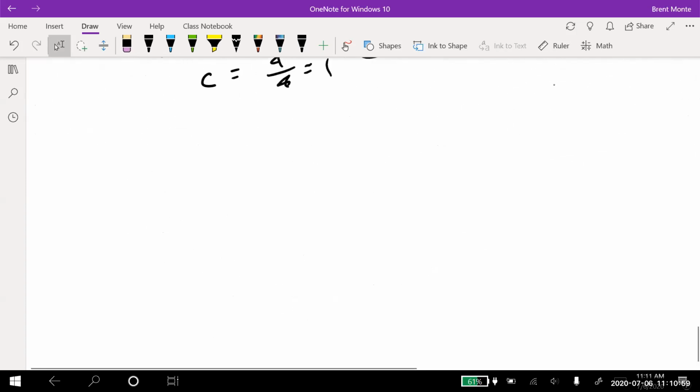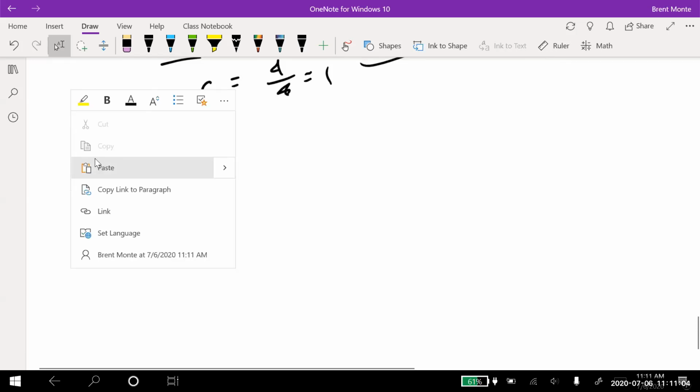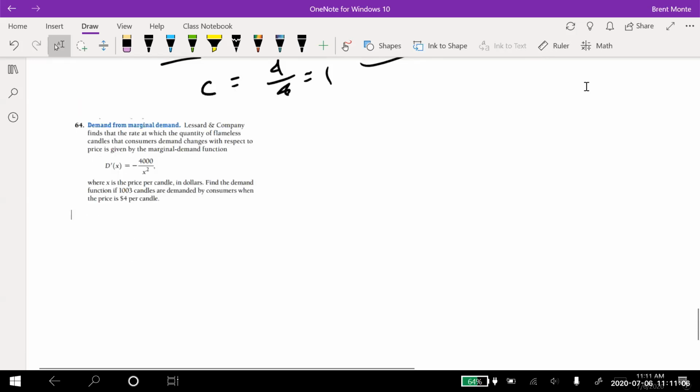All right, let's do an application here. Let's see if I can paste it in. How about that? So we've got demand from marginal demand. They give us the marginal demand function, or the derivative of demand. Lessard and Company finds the rate at which quantity of flameless candles that consumers demand changes with respect to price is given by the marginal demand function. They give us the function where x is the price per candle in dollars. Find the demand function if 1,003 candles are demanded by consumers when the price is $4 per candle.